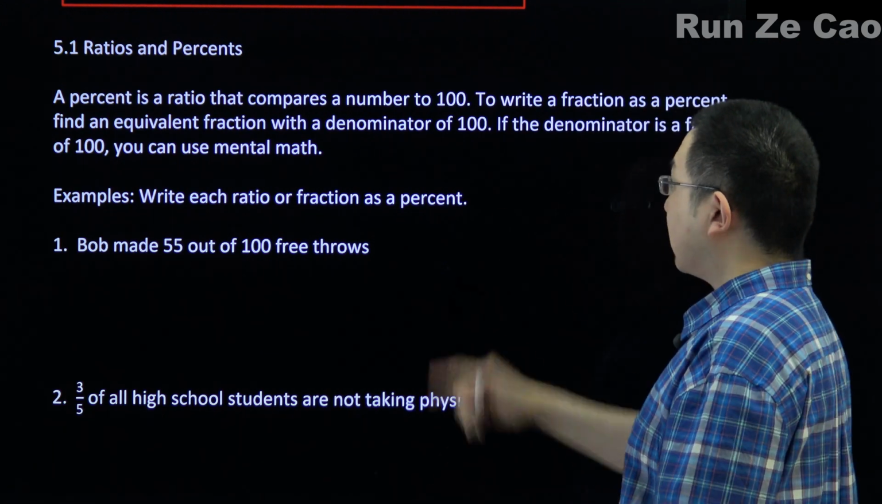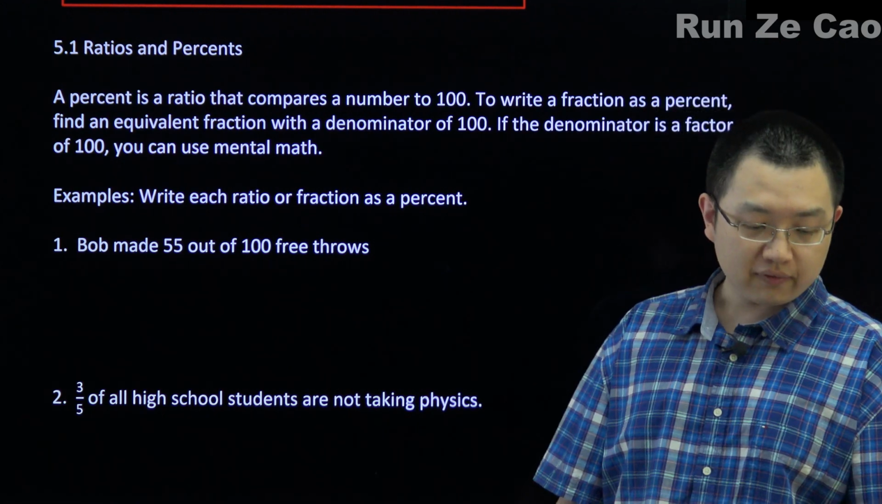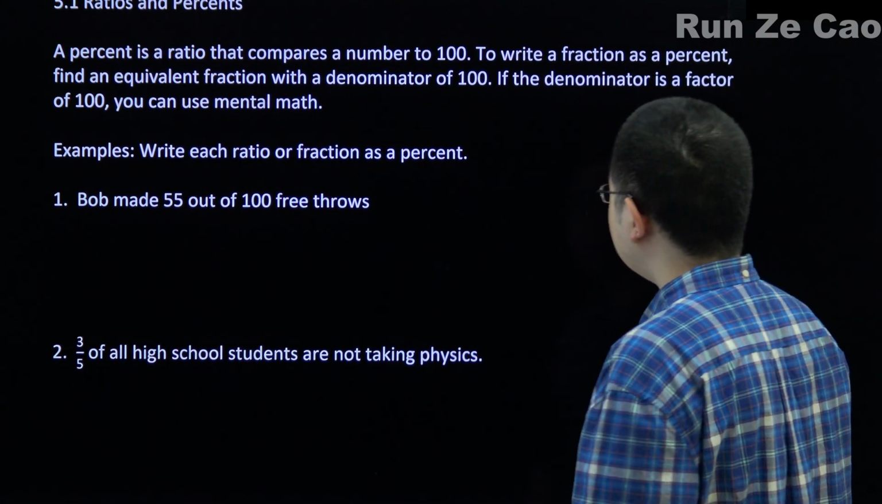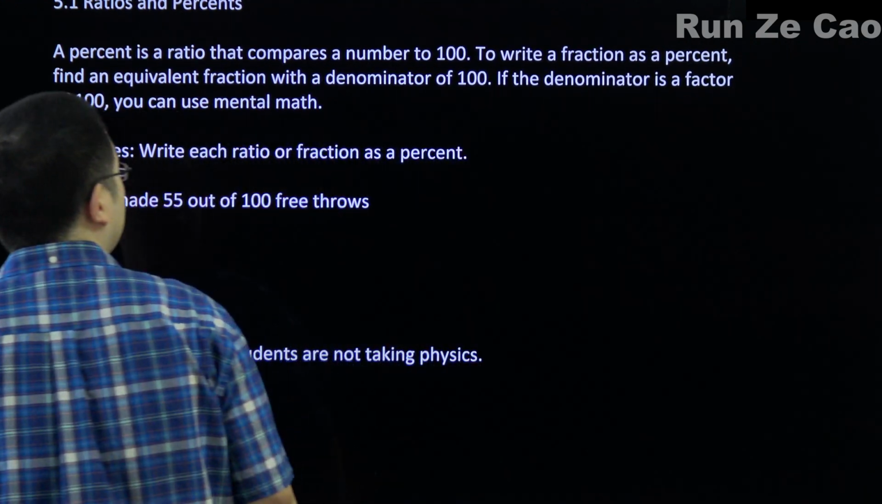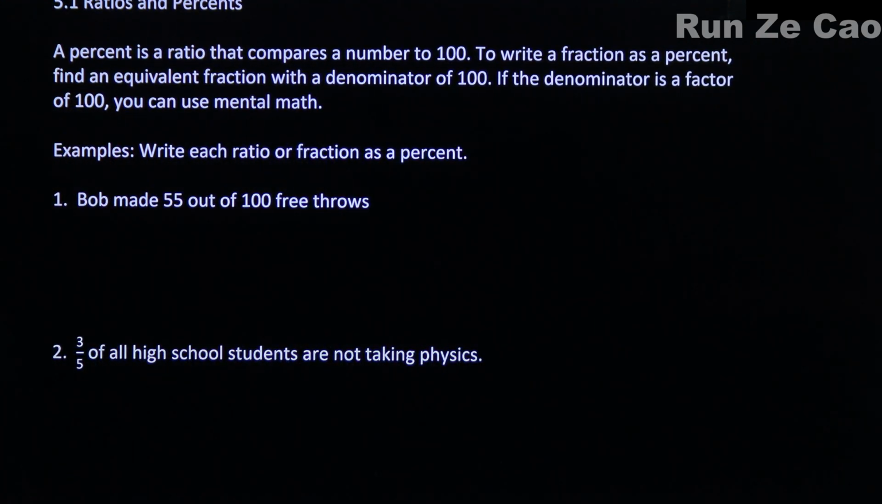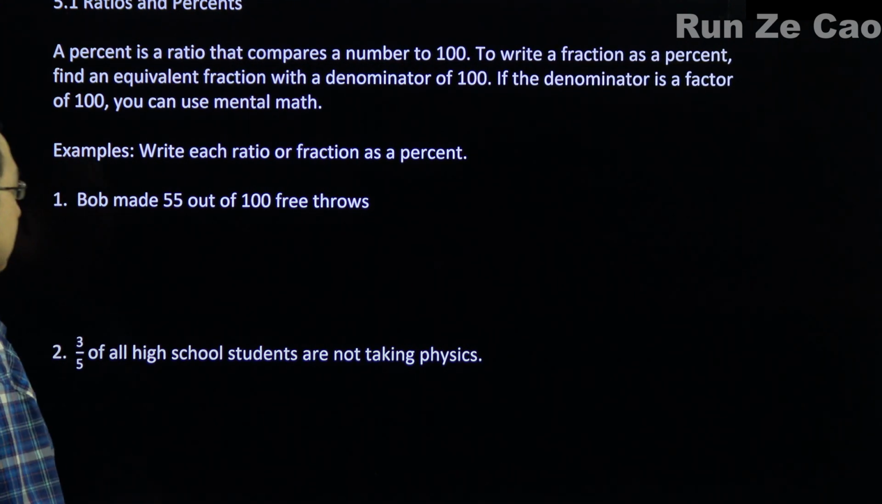Now to write a fraction as a percent, find an equivalent fraction with a denominator of 100. If the denominator is a factor of 100, you can use mental math. In other words, multiply as needed.